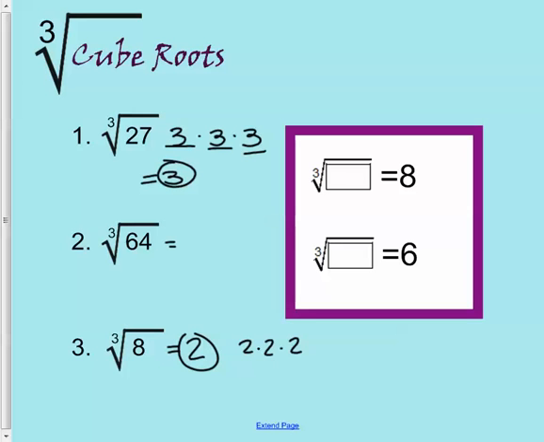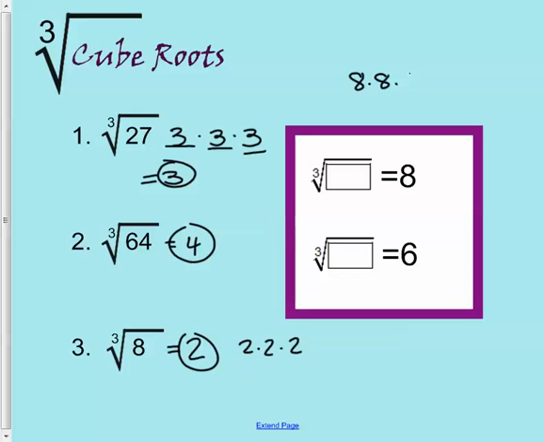What number times itself 3 times gives me 64? The answer is 4, because 4 times 4 times 4 is 64. What if we're looking here to figure out what number would go under the radical but would give us 8?